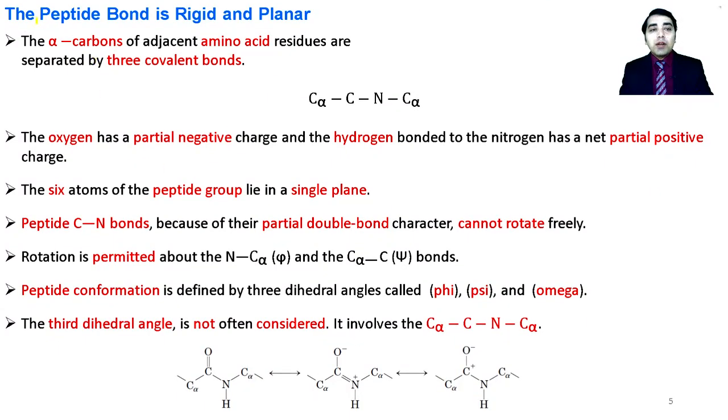The peptide bond is rigid and planar. In between two alpha carbons present in two amino acids in a protein, we can see there are three covalent bonds: 1 bond, 2 bonds, and 3 bonds. If we see 6 atoms here, this is atom number 1, 2, 3, 4, 5, and 6. These are always falling in one plane. They rotate together and they stay together.